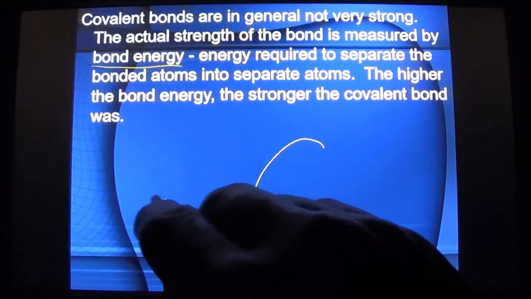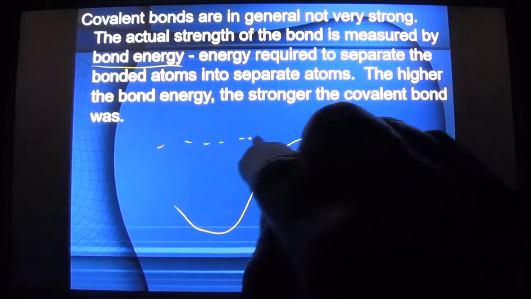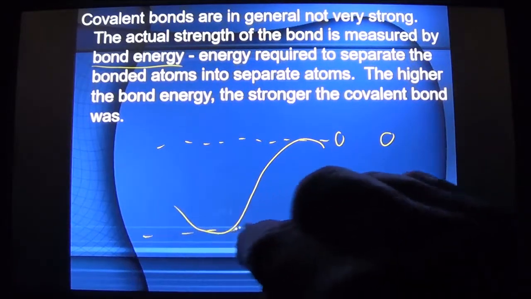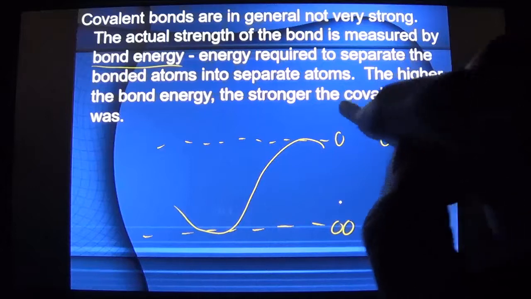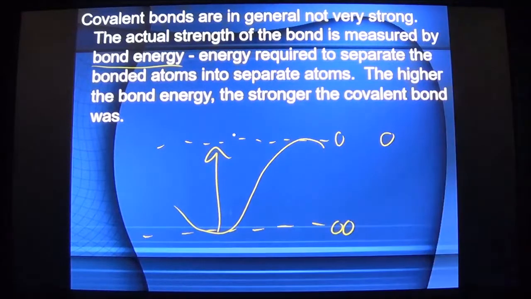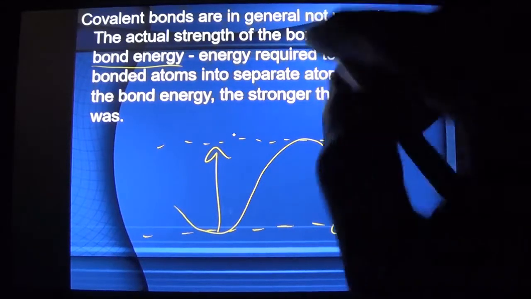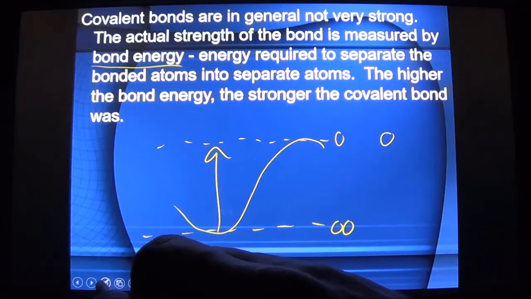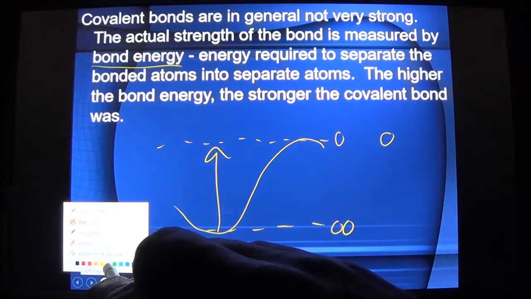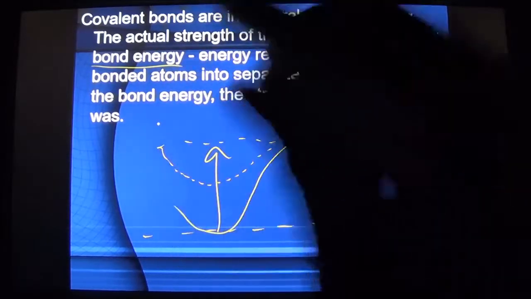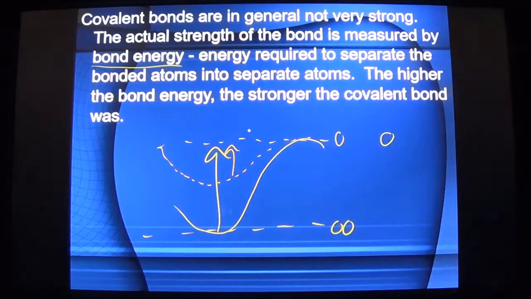Remember, we had a graph that kind of did this, where up here at this level was having single atoms, and down here at this energy level was having bonded atoms. And so the energy it takes to lift it up that potential energy hill, if you will, call it a hill, that is the bond energy. All right. So the higher the bond energy, the stronger that covalent bond was. So if it's another type of covalent that's weakly held, then maybe you have something like that, where the hill is rather shallow.